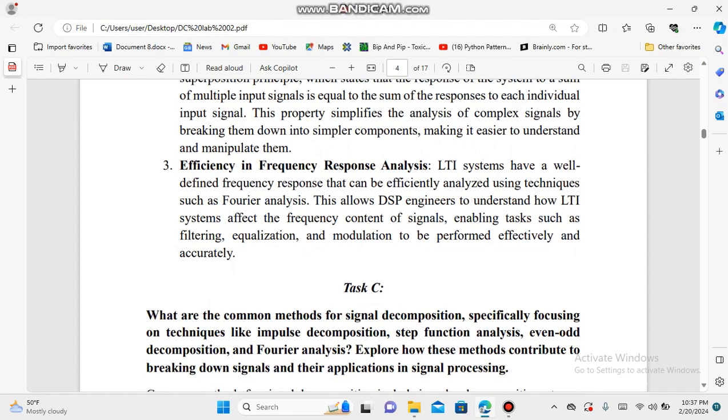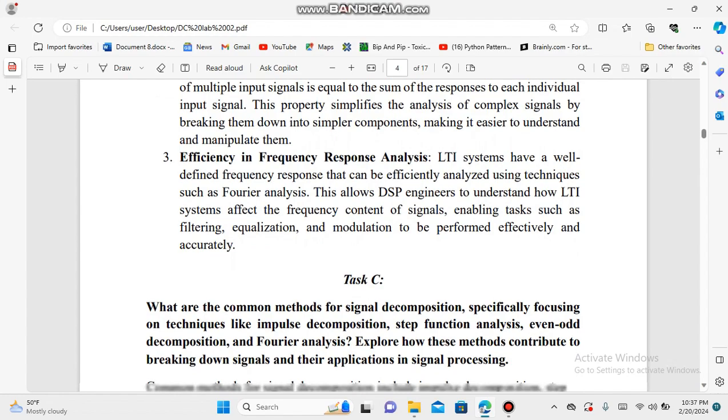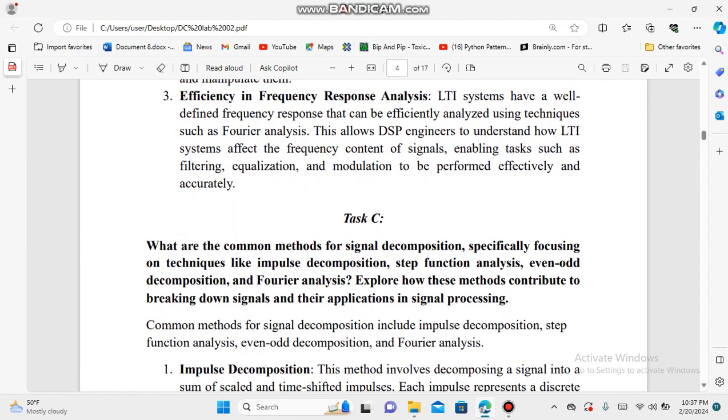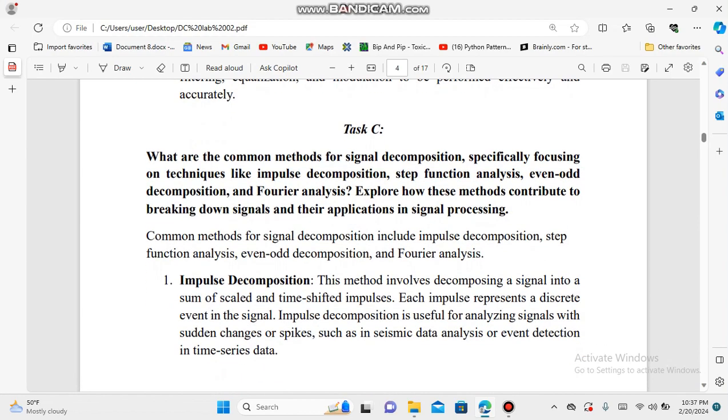Now, task number C is asking what are the common methods of signal decomposition, specifically focusing on techniques like impulse decomposition, step function analysis, even odd decomposition, and Fourier analysis. Explain how these methods contribute to breaking down signals and their application in signal processing. Common methods for signal decomposition include impulse decomposition, step function analysis, even odd decomposition, and Fourier analysis.